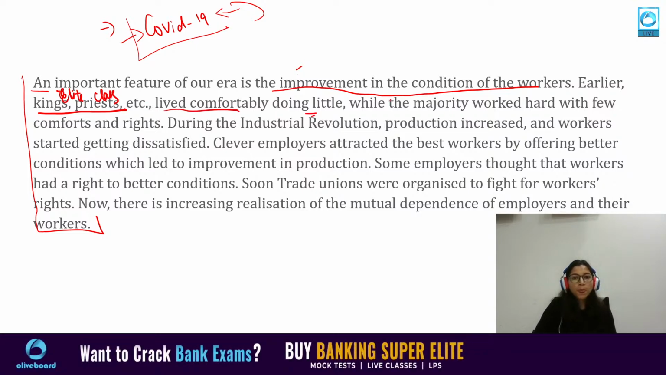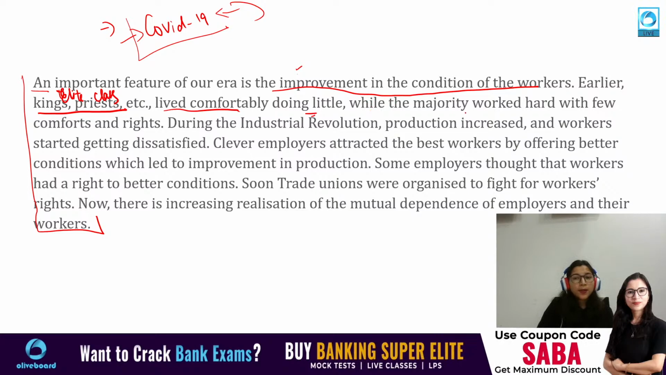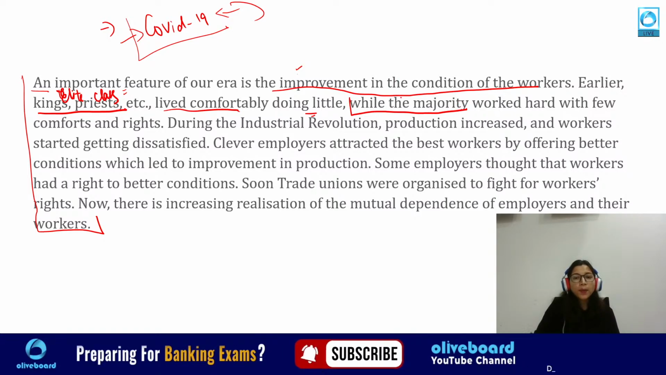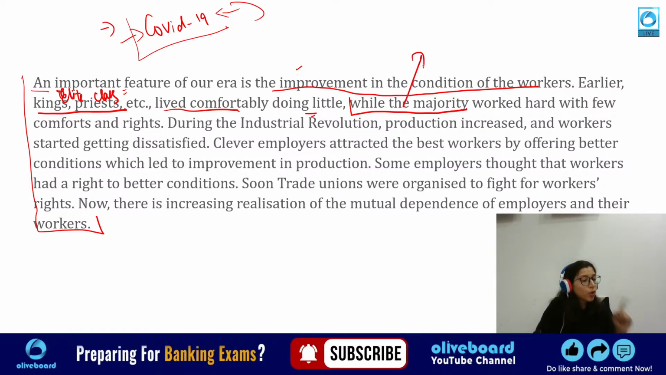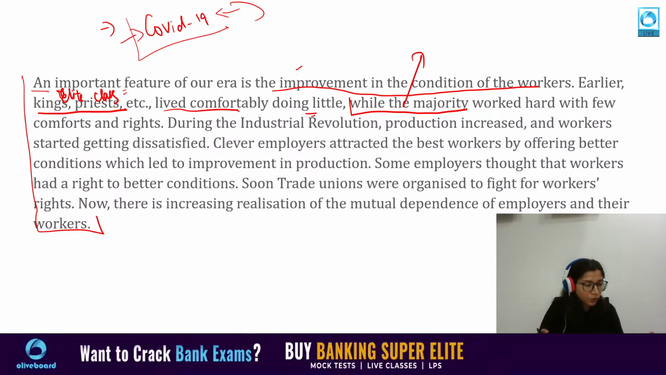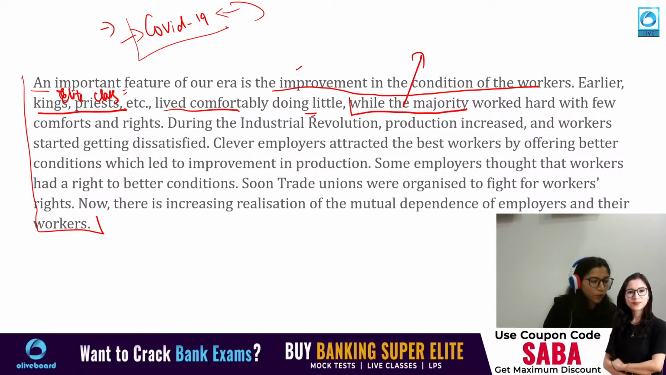Okay. While the majority, this king priest class, what was their number? Very few. While the majority, instead of writing labor class, you can write the majority, because earlier the majority were the labor class. Okay, might be I'm speaking loudly, might be because of that. Okay, I'll try to reduce my volume.